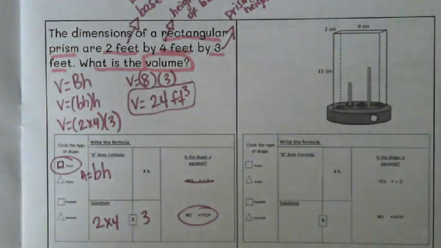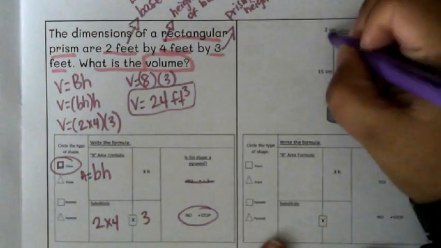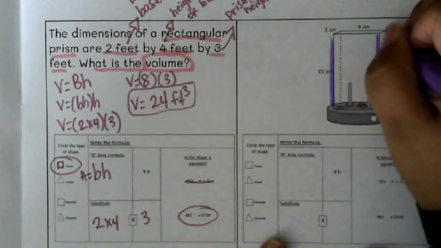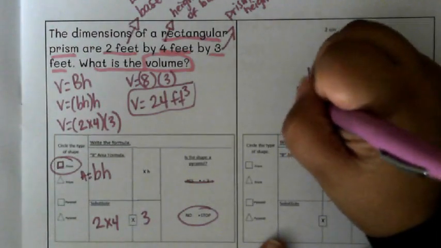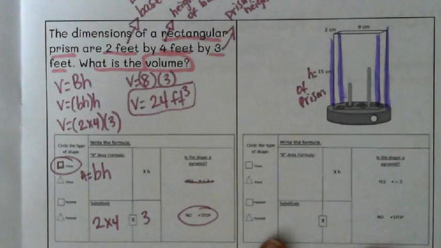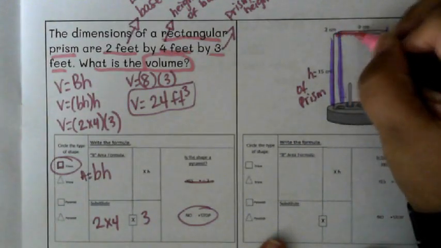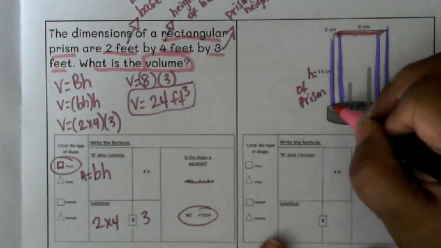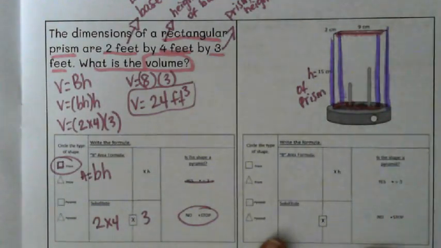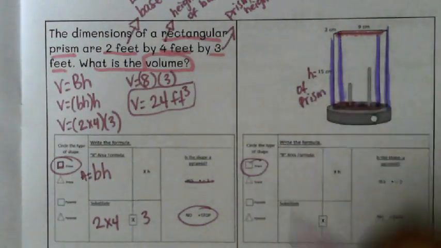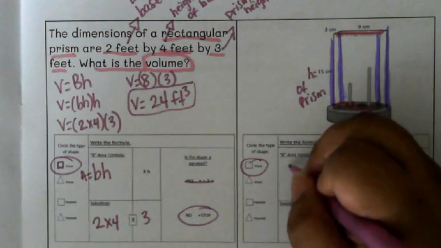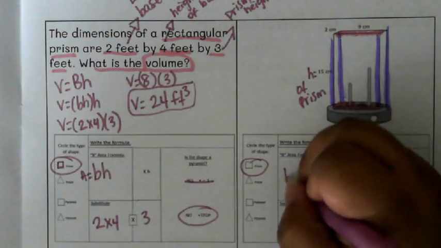Okay, so here, first thing I want to do is I want to understand that these are the heights, okay? So 15 is the height of the prism, okay? And then here, this top rectangle and the bottom rectangle, those are the bases, okay? So, now that I have that, I can go ahead and fill this in, okay? So here, this is the prism. It's a rectangular prism. The formula for area of a rectangle is going to be base times height.